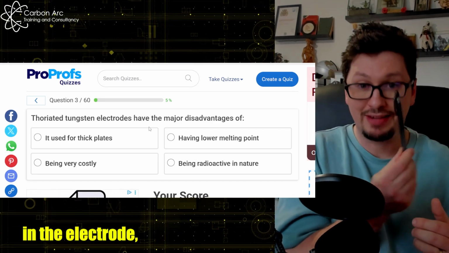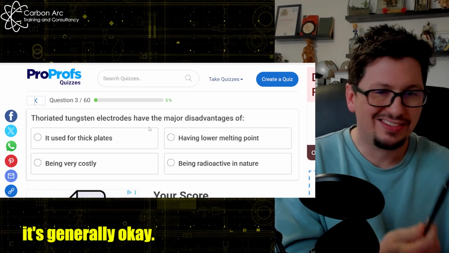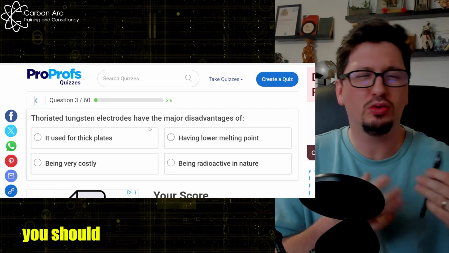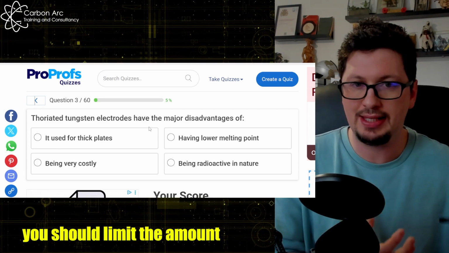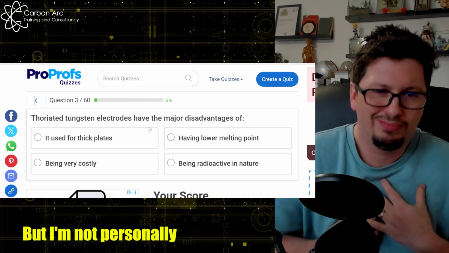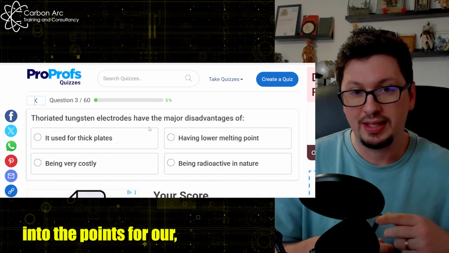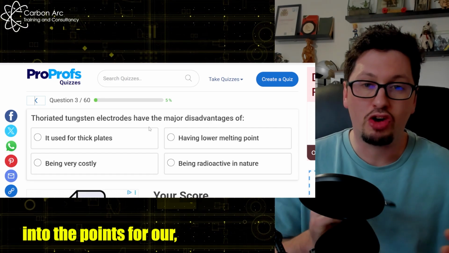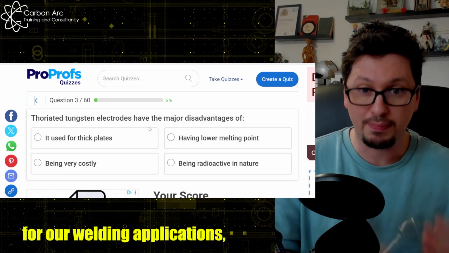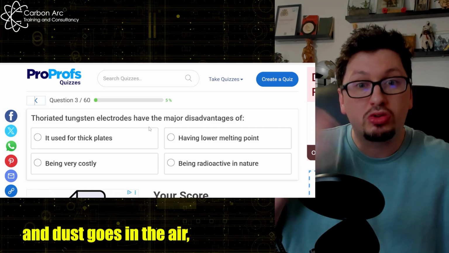Now, when they're in the electrode, it's generally okay. You can touch them. You should limit the amount you touch them, but I'm not personally that worried about it. The problem is when we go to sharpen them into the points for our TIG welding applications, the dust goes in the air.